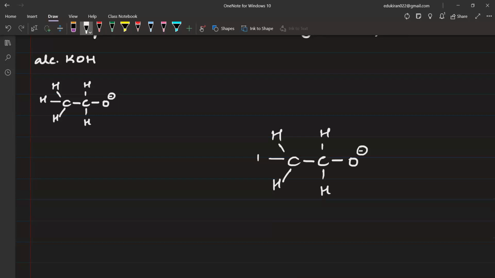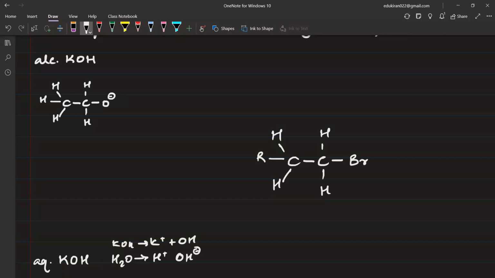Here we are having R group. Now instead of O negative, we will have a halogen atom. Let us suppose we are taking bromine atom. So we are having alcoholic KOH, and let us look at aqueous KOH. Aqueous KOH will have water, so water will also break into H plus and OH negative, and KOH will also break into K positive and OH negative. So the only nucleophile, that means electron rich reagent, that we are having is OH negative.